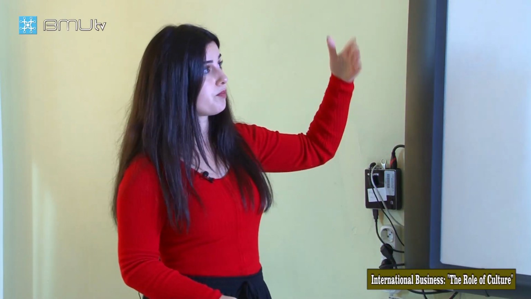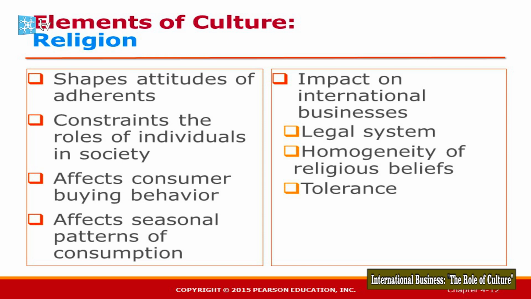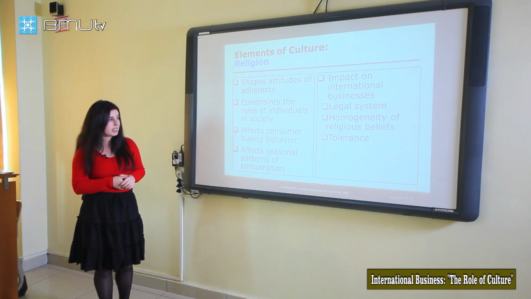And there are elements of religion, the shapes, attitudes of adherence, yes, and you see that there is a difference. It is not just about their attitudes, but foods, for example, there are some foods that are considered haram in Islam and we have to take that into account, or maybe in Buddhism there is another thing considered like haram that we have to take into account. And the next one concentrates the roles of individuals in society, affects consumer buying behavior.